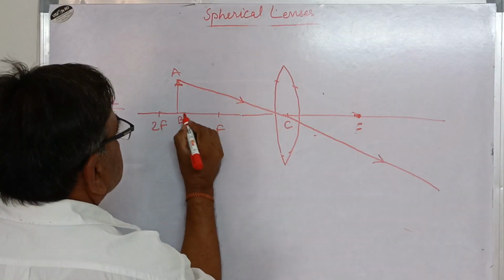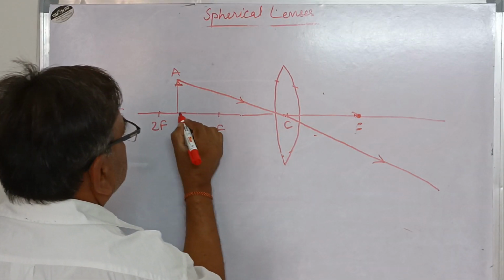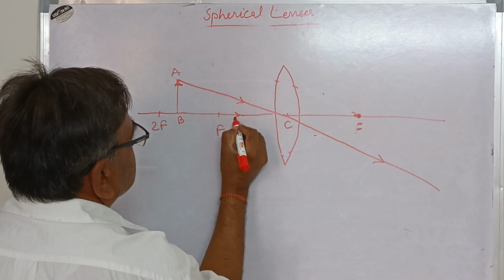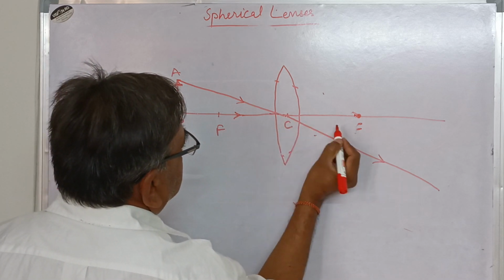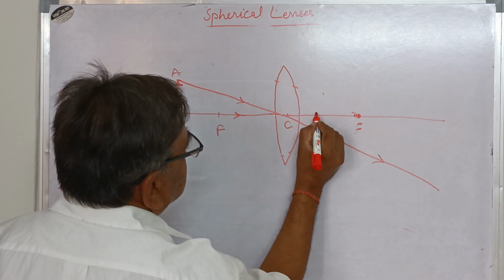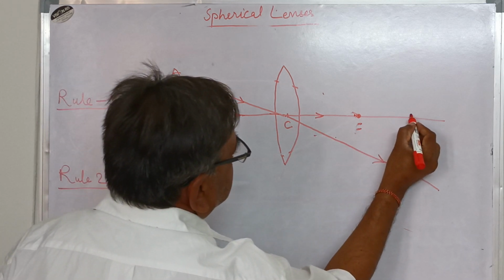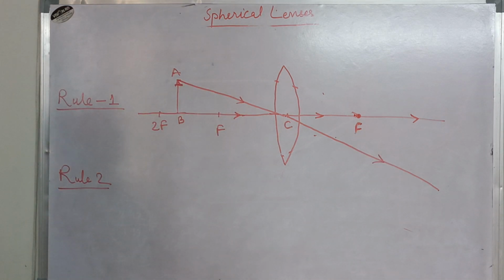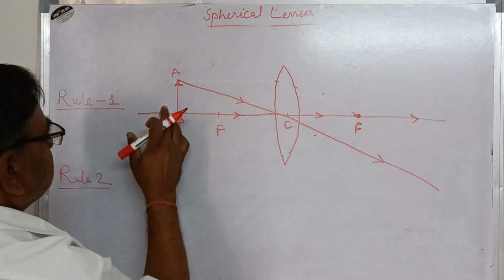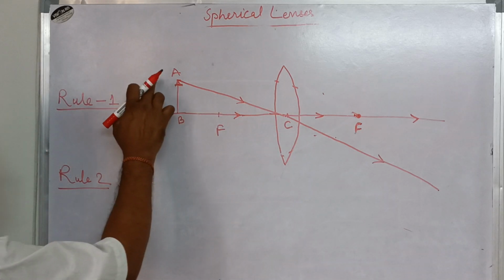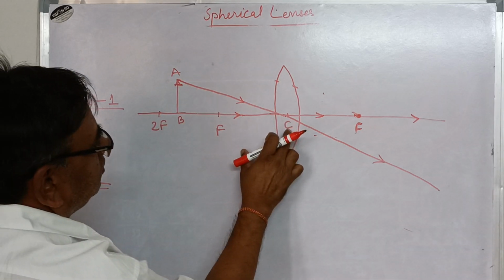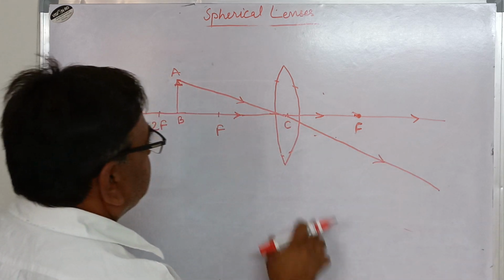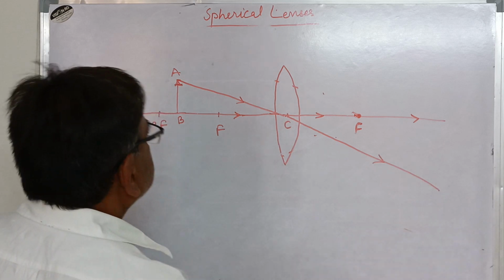Similarly, any ray along the principal axis will not refract in any direction. It will also go in this direction. You can make an object, or simply a ray passing straight through the point C, and it will follow the same direction after passing through the lens.